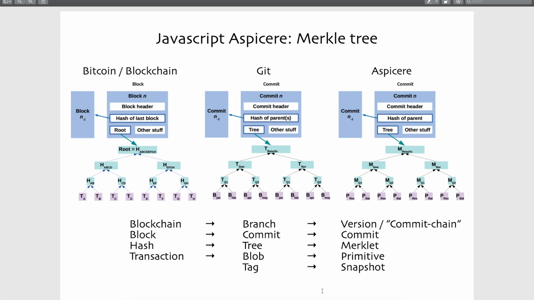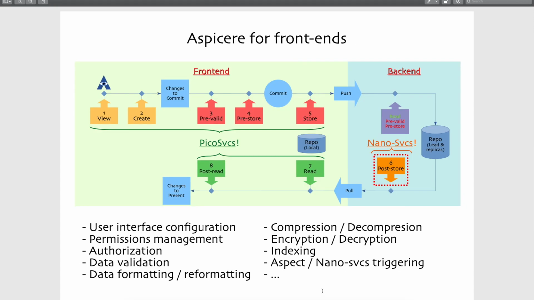Frontend. JavaScript Aspicere is an implementation of Git repositories and Git hooks for web browsers. The repositories are implemented as Merkle trees, just like Git or Bitcoin. The pipeline is composed of 8 stages: view, create, revalidate, restore, store, post-store, read, and post-read.